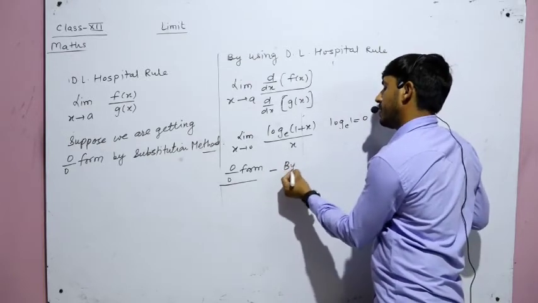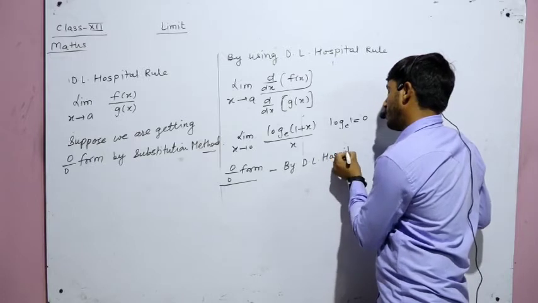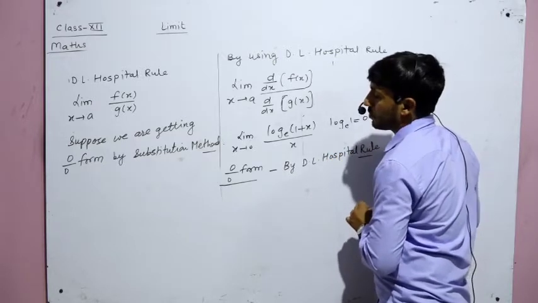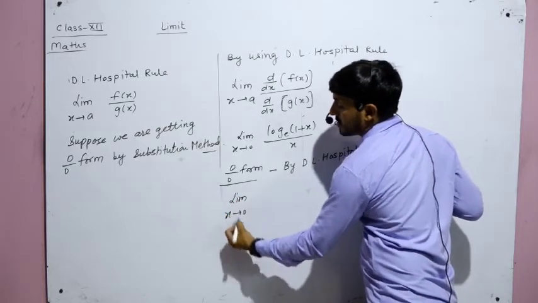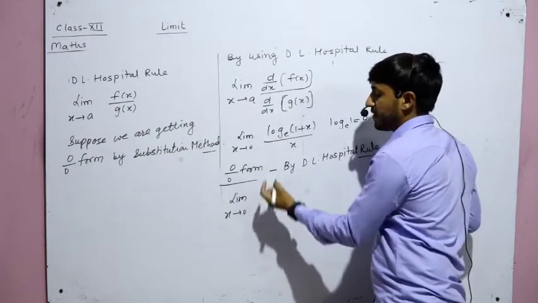If you have 0/0 form, then you can use L'Hospital rule. And what does L'Hospital rule tell us? Limit x tends to 0: first we have to differentiate log. And what is the differentiation of log?